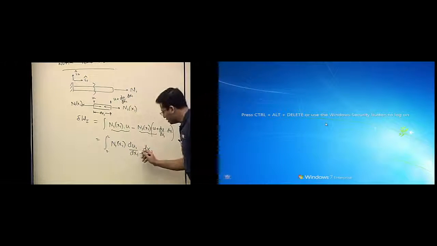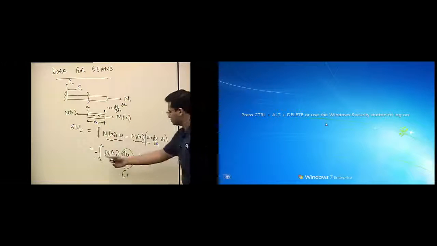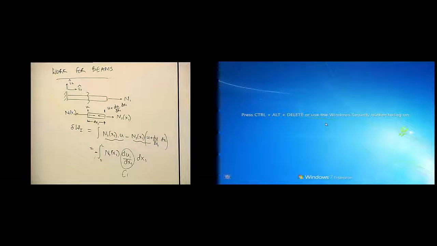Okay, and we know that du1 over dx1 in the case of axial loads is epsilon 1, right, the strain. So we have the work done by internal forces as the integration of, and I missed the minus sign here, so negative of n1(x1) times epsilon 1 dx1. Yes, the minus sign in this expression. Thank you. Okay, and this is for beams in axial loading.